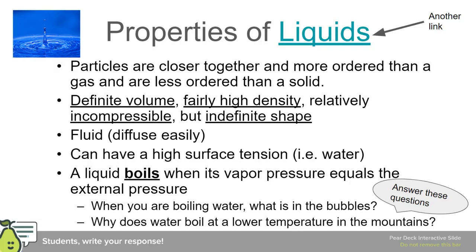Also, a liquid is going to boil when the vapor pressure is equal to the external pressure. So when you're boiling water, think about it. What is filling those bubbles? You're taking liquid water and you're turning it into gaseous water. So that gas is trying to escape from the water, and as soon as that gas inside of the bubble is able to escape, it pops out and escapes the liquid. But what is it that's escaping? It's water vapor that is escaping. So you have H2O gas in those bubbles of the water that you're boiling on the stove.